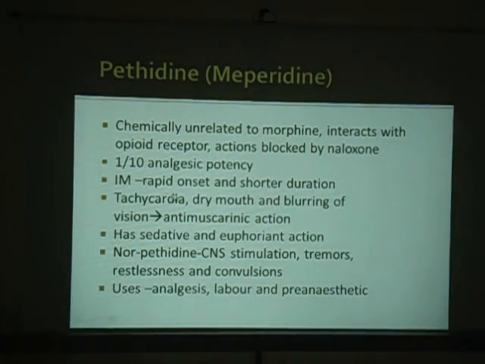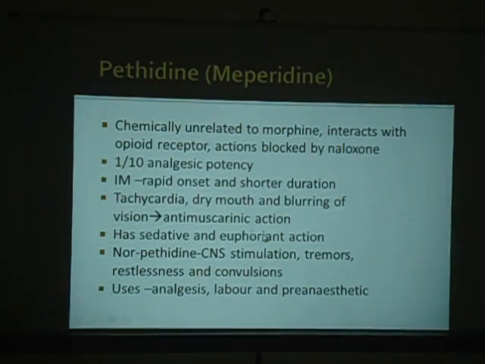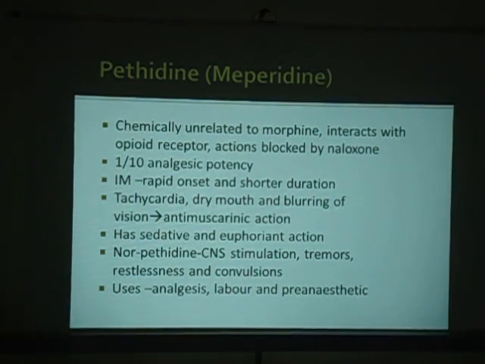So intramuscular, rapid onset and short duration of action. It has antimuscarinic action. Antimuscarinic is nothing but anticholinergic-like action. You need to remember what side effects you can expect here. So it has additional sedative and euphoric action. Norpethidine, the metabolite, can cause CNS stimulation, tremors, restlessness and convulsions. So it is used in labor anesthesia and also as a pre-anesthetic medication.